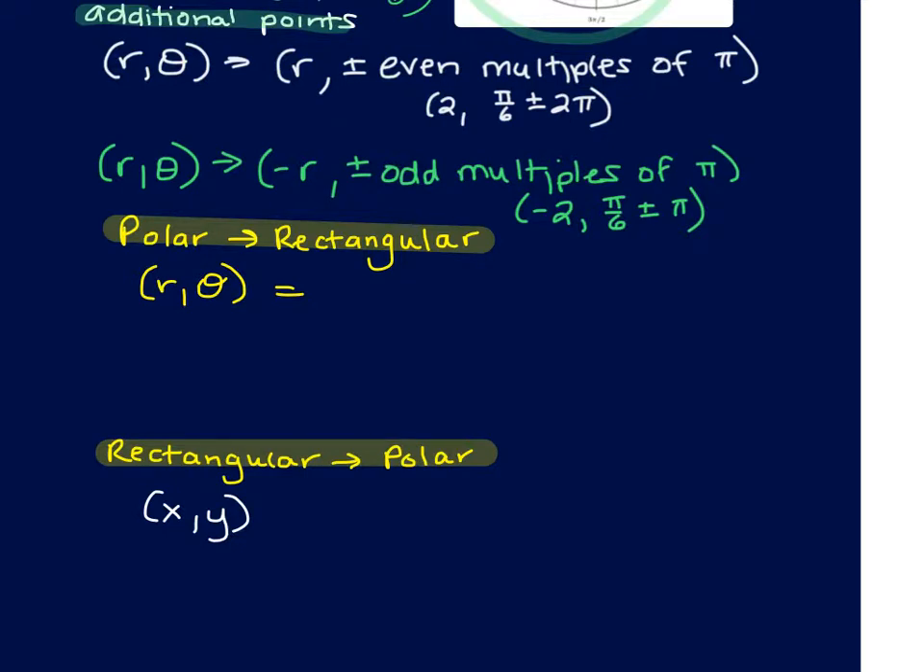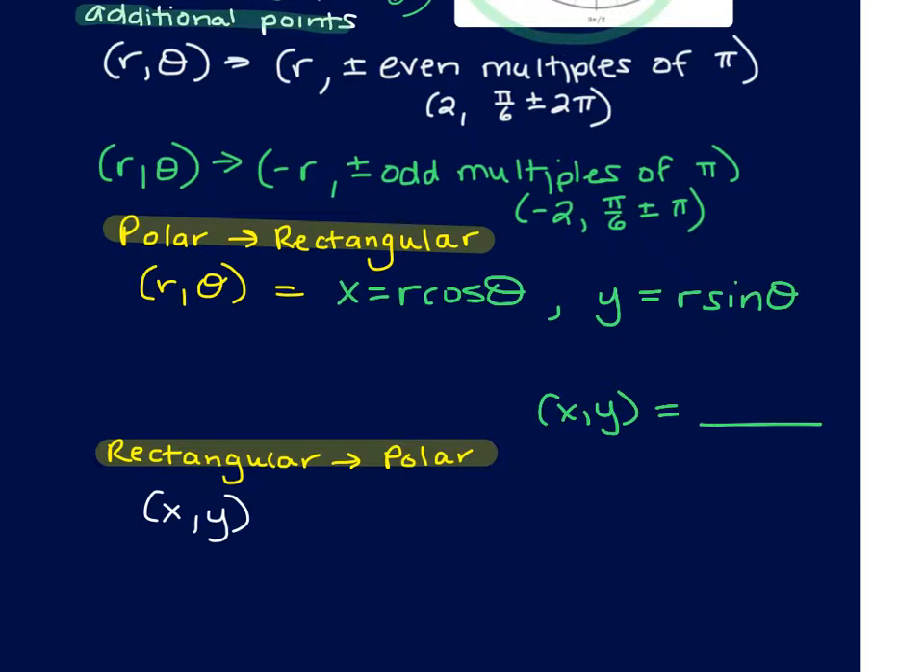So if my initial point is in polar, it'd be in r, theta format. Then I get to find the x and the y. I would get the x by doing r times the cosine of theta, and I would get the y by doing r times the sine of theta. And it should make sense because cosine is x and sine is y. And then your answer will be in an x, y coordinate format.